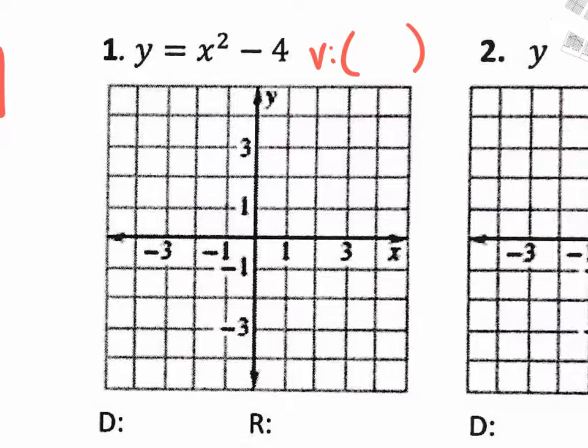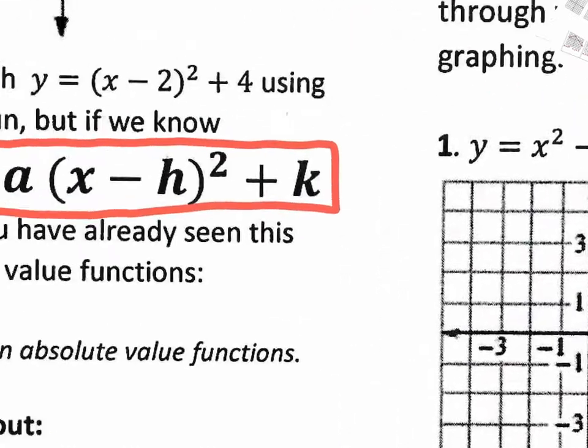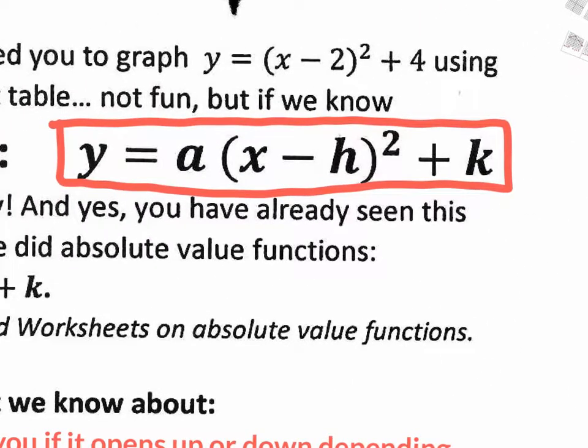And what is the vertex? It's your h and your k. Think opposite on h. What is h? H will always be, ladies and gentlemen, the value that's being subtracted from x inside parentheses or maybe inside absolute values. So let me ask you this.